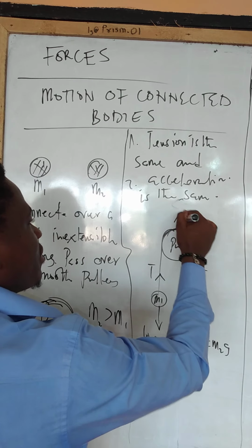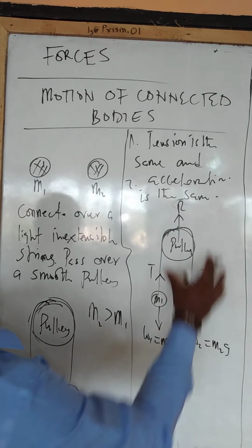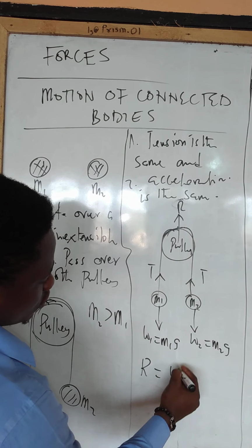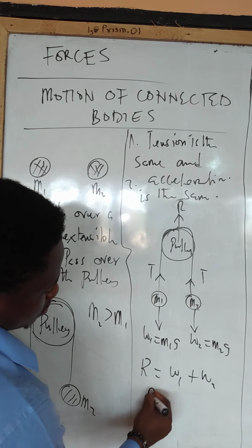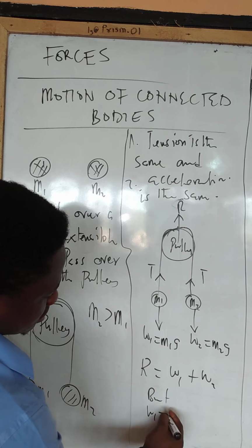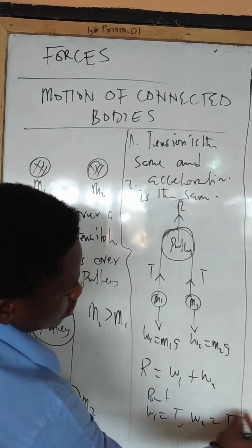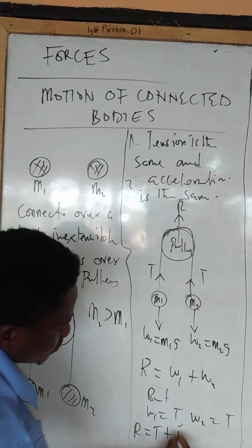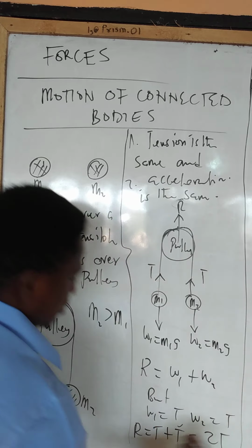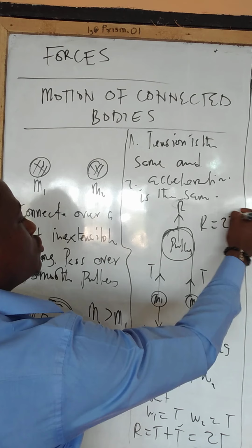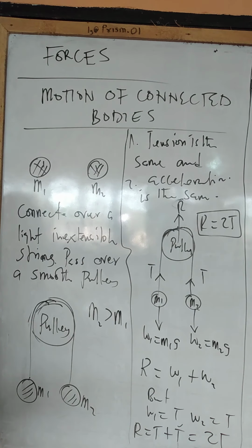Now, the reaction is also going to be on top here, so we can have our reaction R over here. From the diagram, the reaction R is going to be W1 plus W2. But W1 is equal to T and W2 is also equal to T. So our reaction is equal to T plus T, which is equal to 2T. That is the expression we can have for the reaction.